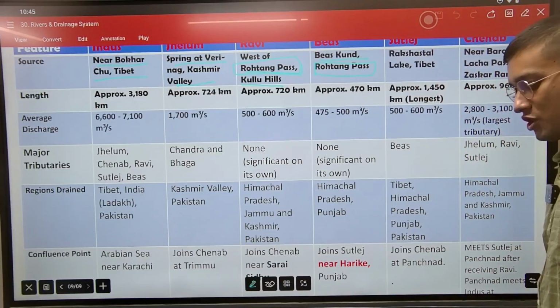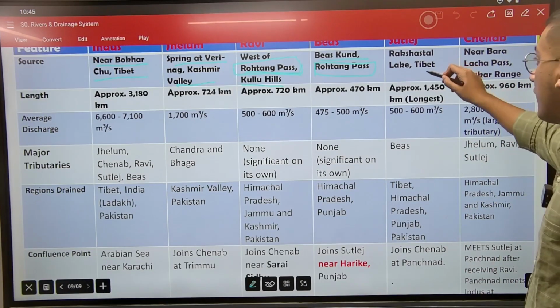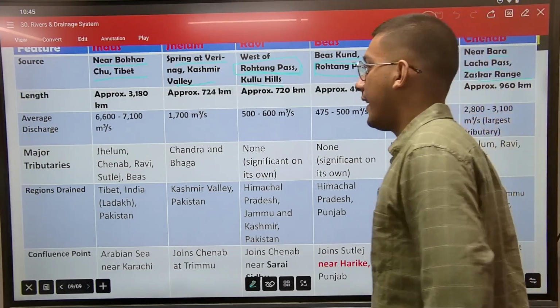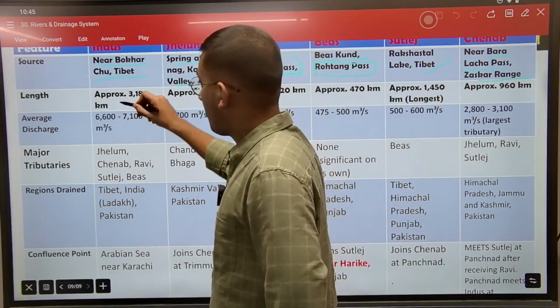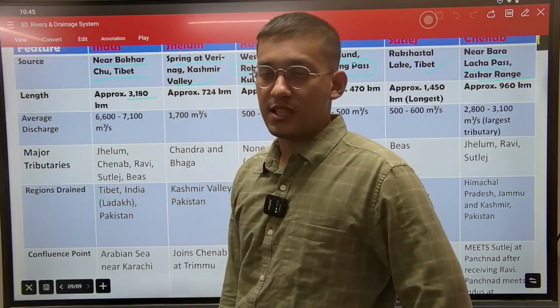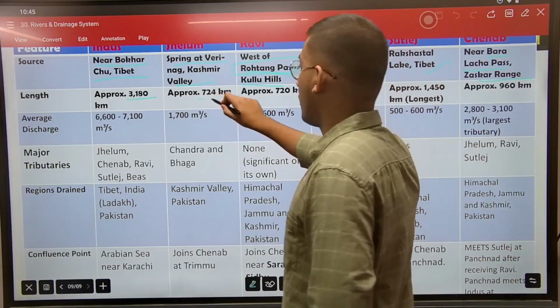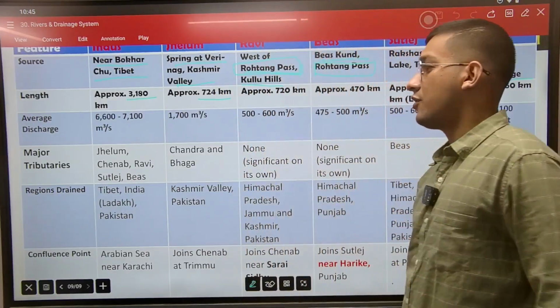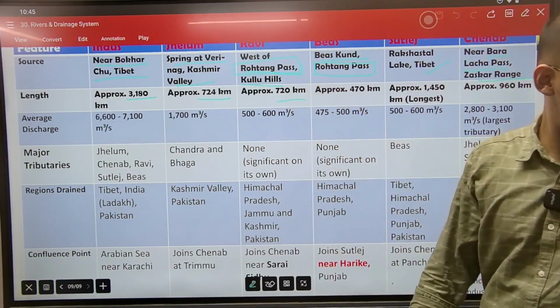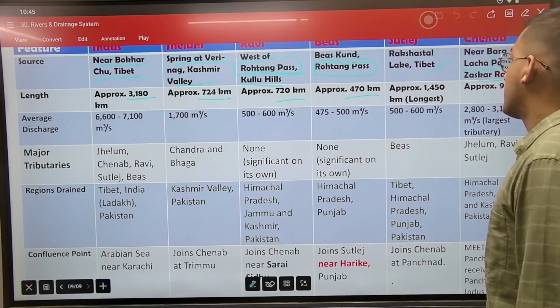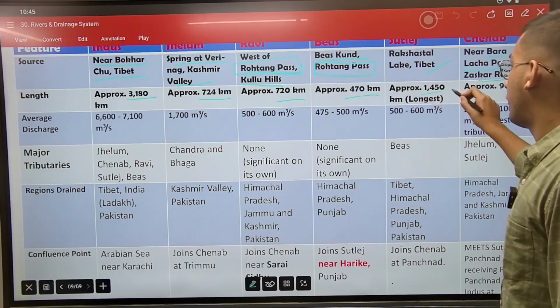Then we have Satluj. Satluj starts at Rakshastal Lake in Tibet. And at last, we have Chenab. Chenab starts near Baralacha Pass, Zaskar Range. Right? Now the length. Indus has a total length of approximately 3,180 kilometers. Jhelum has a total length of 724 kilometers. Ravi has a total length of 720 kilometers. Beas has an approximate length of 470 kilometers. Satluj has a length of 1450 kilometers.